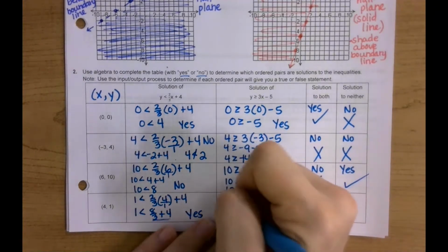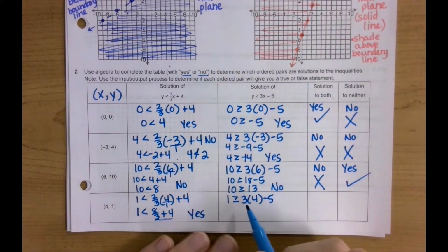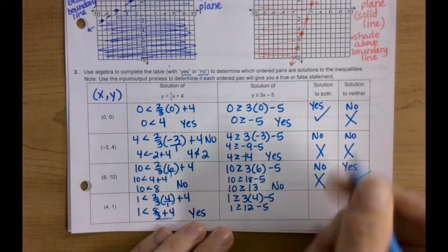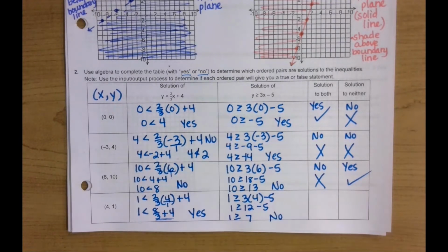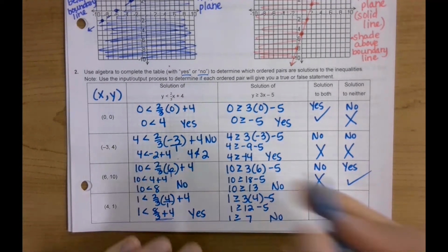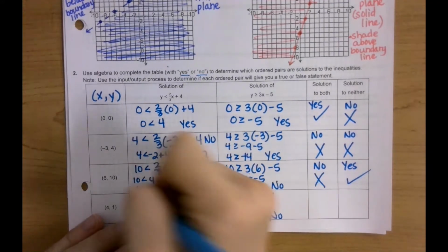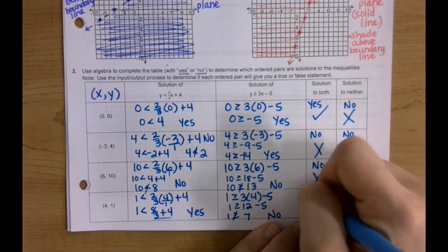And then 1 is greater than or equal to 3 times 4 minus 5. 3 times 4 is 12 minus 5. 1 is greater than or equal to 7. That's not true. Remember, we put that line through to say no, it is not greater than or equal to. All right, then solution to both, no.